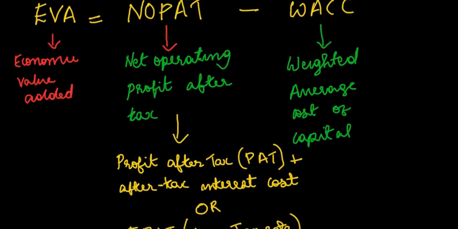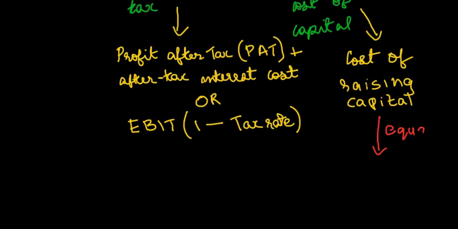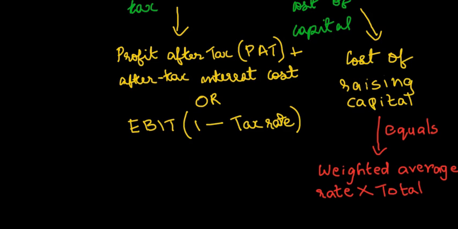Cost of capital can be defined as the minimum rate of return required to compensate investors for bearing risk in putting their money into the company. In other words, their opportunity cost. Cost of capital is equal to weighted average cost of capital times total capital employed.